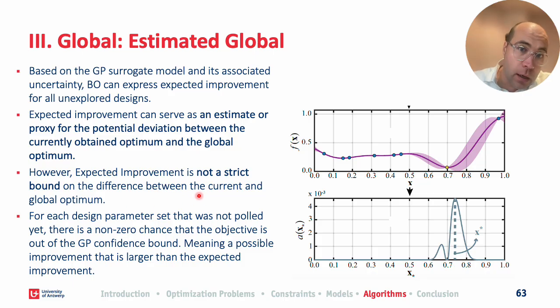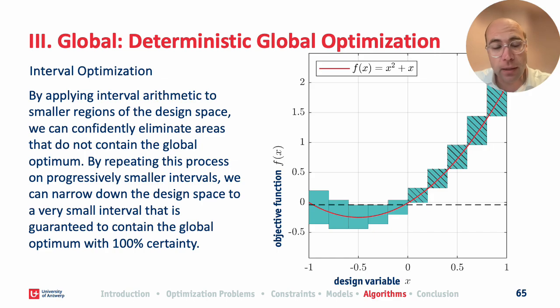But, and we can go on further, for every design parameter set that was not polled, there's a non-zero chance that the objective is out of the confidence bound. So this does not guarantee you the global optimum, but it gives you some estimation. It gives you some kind of feeling of how much better it could be. We could say this. We have an even better alternative.